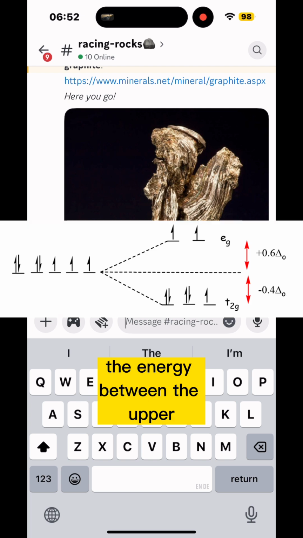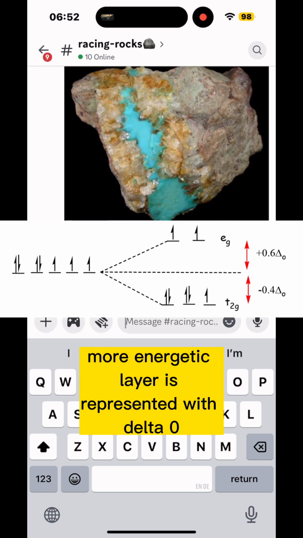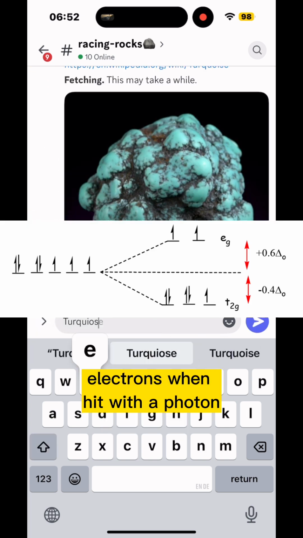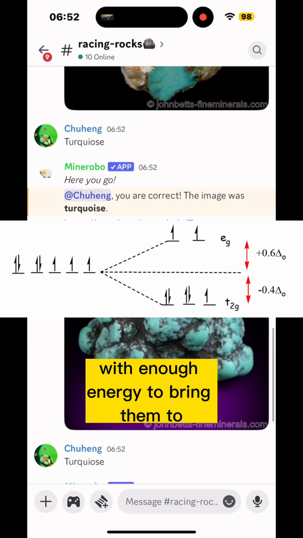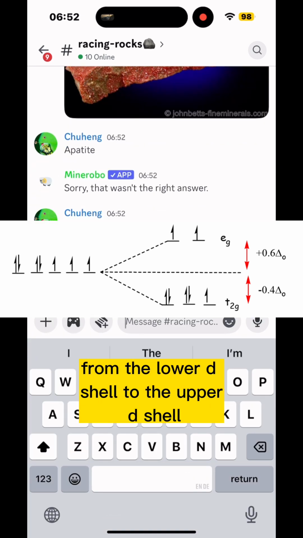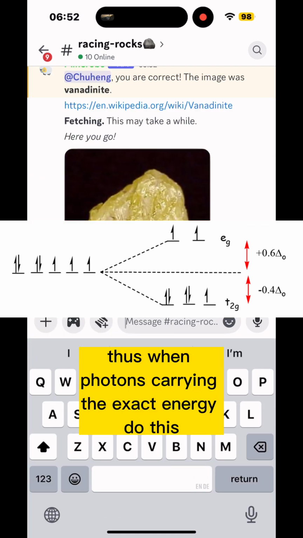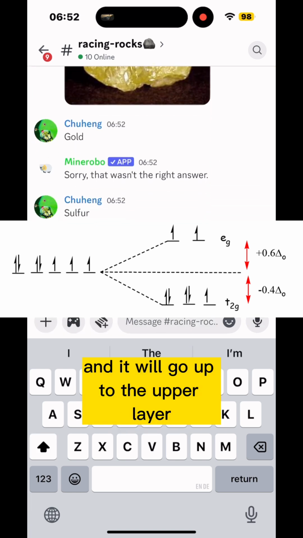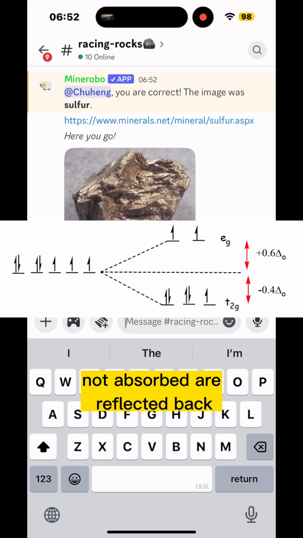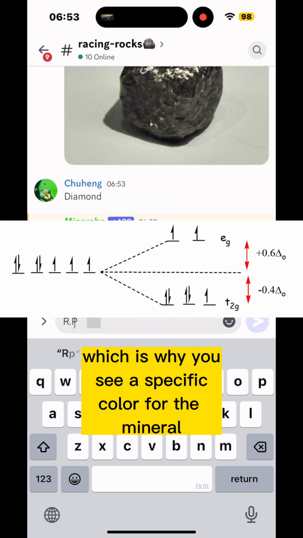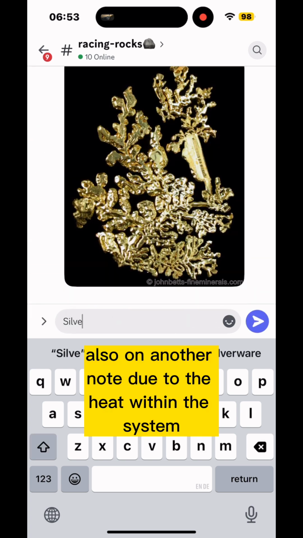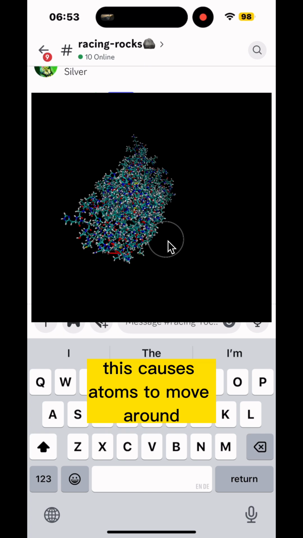So when d shells split, the energy between the upper, more energetic layer is represented with delta O. Electrons, when hit with a photon, will absorb the exact photon with enough energy to bring them from the lower d shell to the upper d shell. Thus, when photons carrying the exact energy do this, they will be absorbed by the electron and it will go up to the upper layer. This means that any photons not absorbed are reflected back, which is why you see a specific color for the mineral.